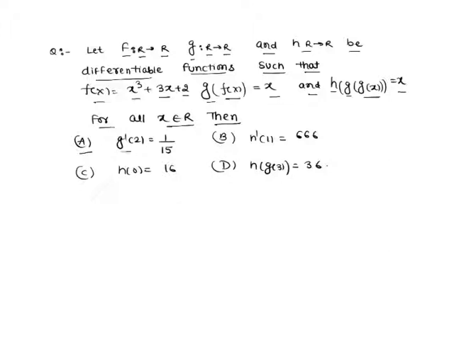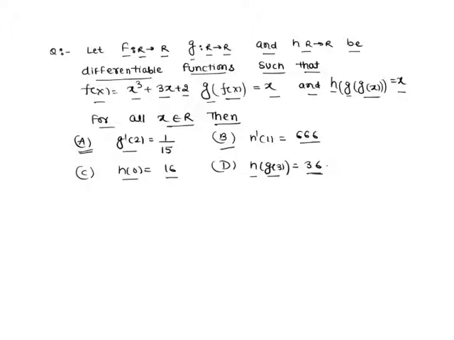First option is g'(2) = 1/15. Second option is h'(1) = 666. C option is h(0) = 16, and D option is h(g(3)) = 36. Now we'll check one by one all the options.